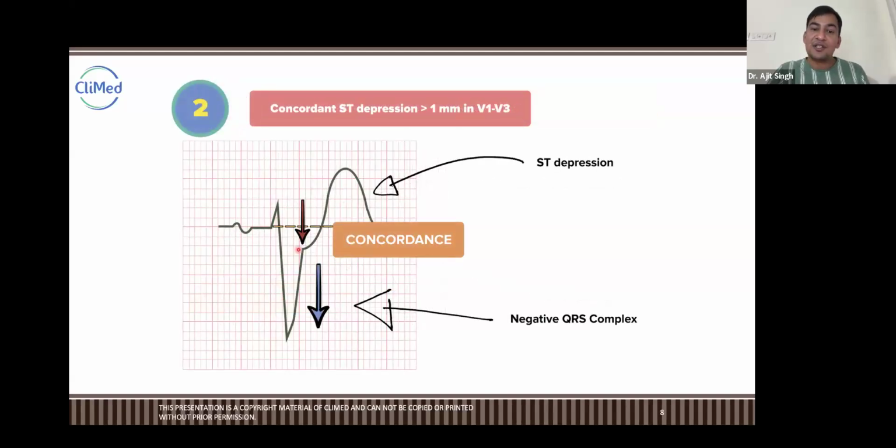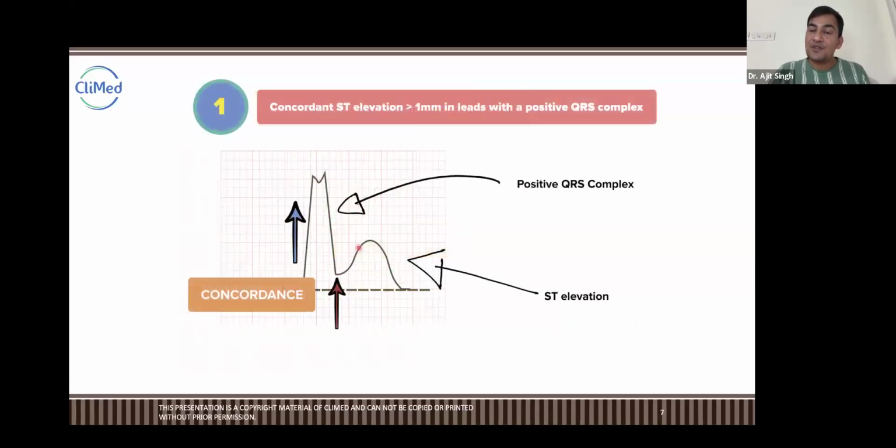This is negative concordance. This is T, ST, right? This is negative concordance, going downside. The direction of the QRS complex is downside. This is a negative QRS complex. This is a negative QRS complex. This is a positive QRS complex.